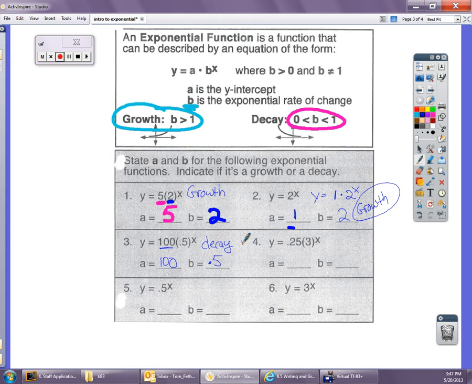When we look at number 4, we have our a value, which is 0.25. The b value, which is 3. B is greater than 1. This is a growth. And number 5, once again, we can say that this is really y equals 1 times 0.5 to the x. So a is 1. B is 0.5. Since b is between 0 and 1, this is a decay. And when we look at 6, y equals 3 to the x, so this is going to be y equals 1 times 3 to the x. A is 1, b is 3, this is a growth.